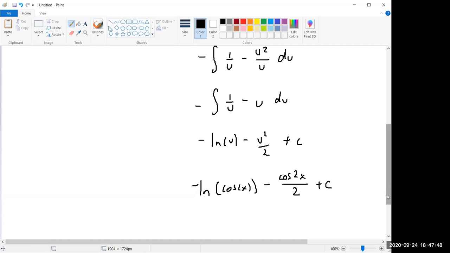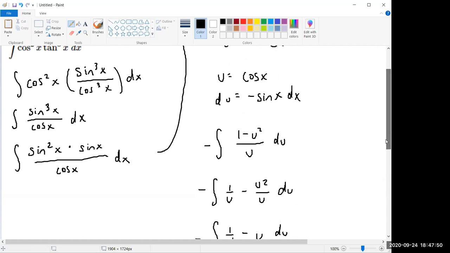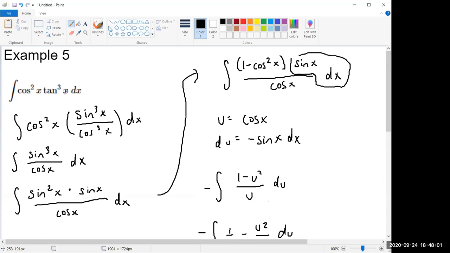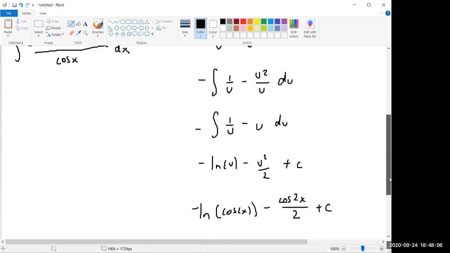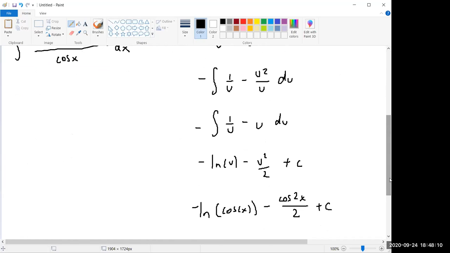So Devin, I see your suggestion as to rewriting tangent at this step. You can do that, but I don't think it would be a good choice because our original question started with tangent. So it really wouldn't do us any favors to go back to tangent. So that's why I wouldn't recommend that. Usually we like things that are in terms of sine and cosine.